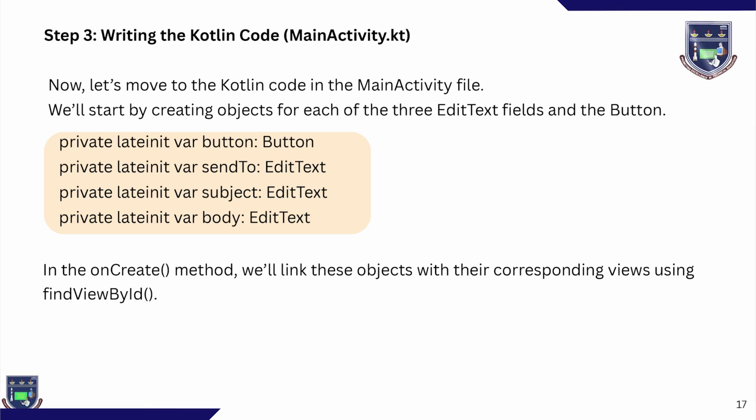Next we will move into step 3, where we are writing the Kotlin code. That code will be saved into the file MainActivity.kt. Now let us move to the Kotlin code in the main activity file. Here we will start by creating an object for each of the three edit text fields and the button. In the onCreate method, we will link these objects with their corresponding views using findViewById.